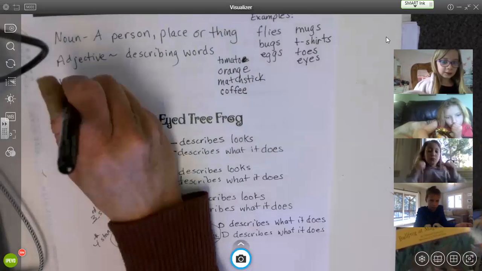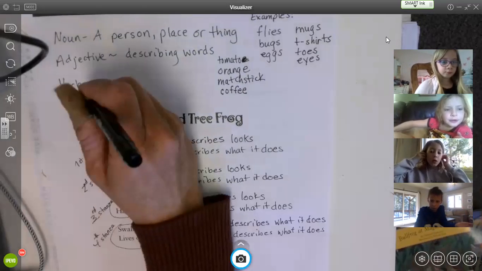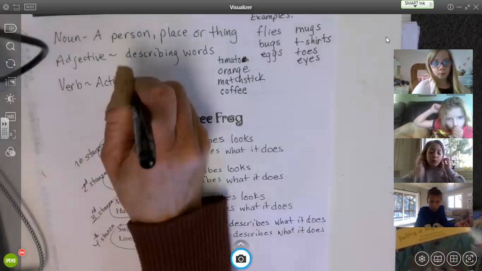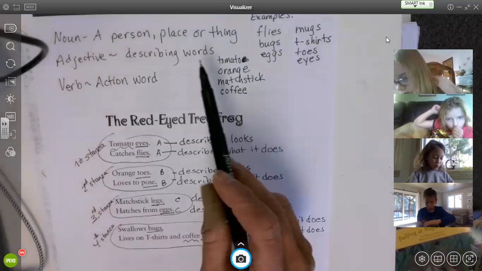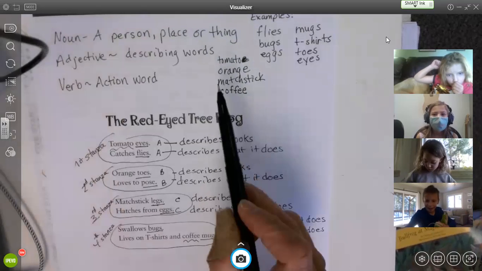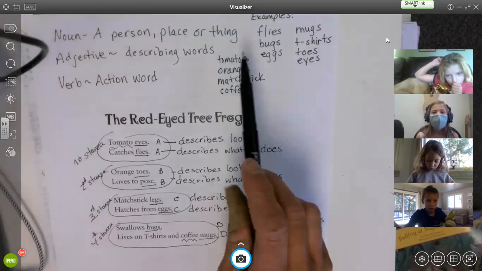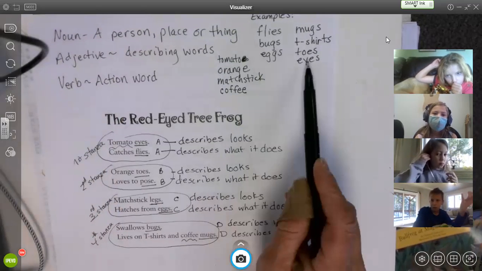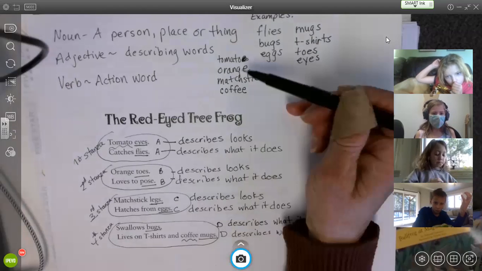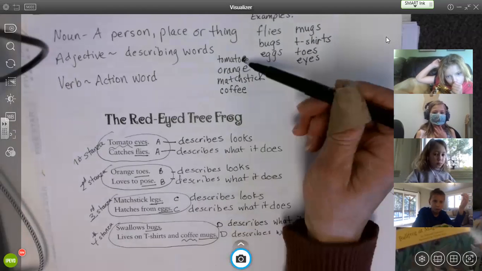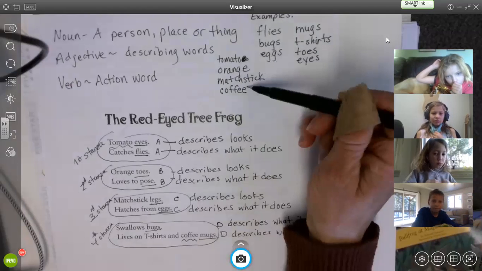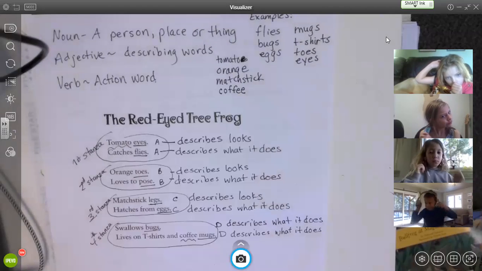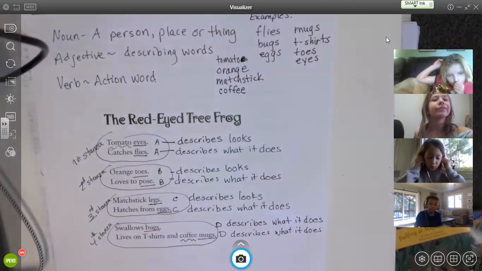Oh, good. All right. A verb is an action word. So what action words do we see? If we know we have the nouns, the people, can you please mute so that you can hear, please? A noun is a person, place, or thing. We said flies, bugs, eggs, mugs, t-shirts, toes, and eyes. Adjectives are describing words. These words are actually being used to describe things. Tomato, orange, matchstick, coffee. A verb is an action word, shows movement usually, or not always. Sometimes you could be sleeping. That's an action word, a verb.